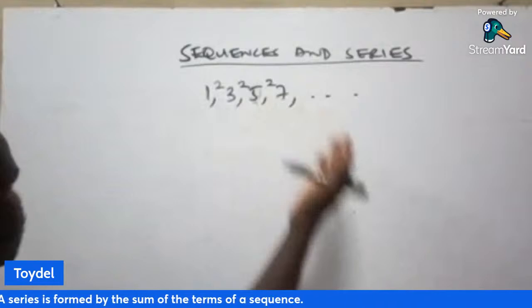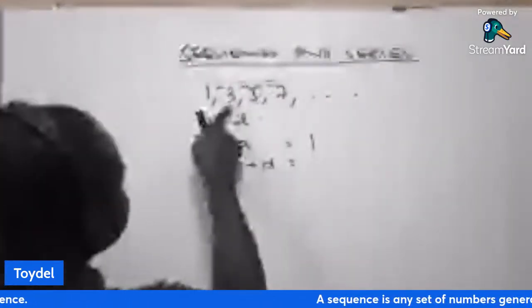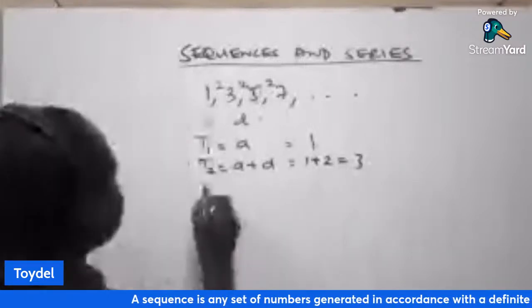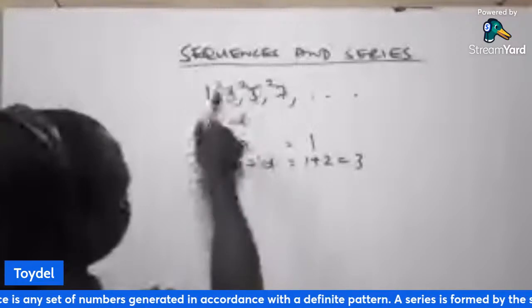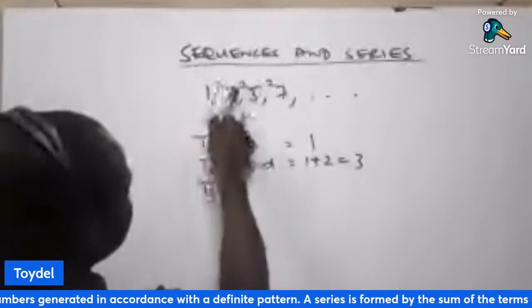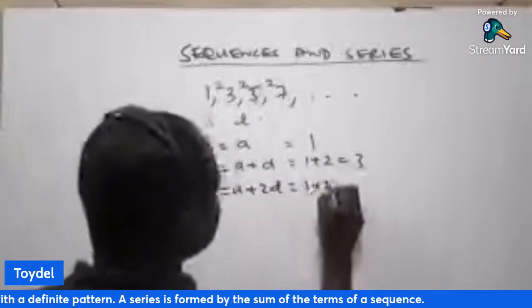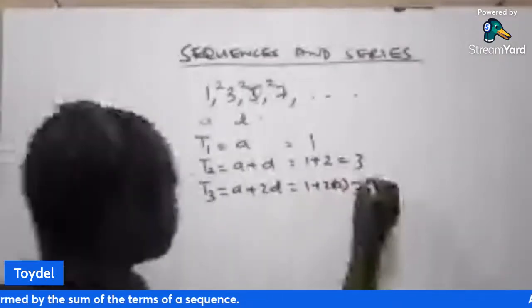But a plus common difference. In this case, the first term is 1. Then the second term, how do we get this 3? The second term will be 1 plus 2, and that is equal to 3. Then the third term in this sequence, how many common differences do we have there? 1, 2. So that will be a plus 2d. That is 1 plus 2 times 2. So 2 times 2 is 4. 4 plus 1 is 5.